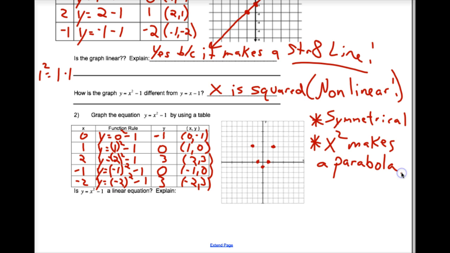Sounds like a terrible disease. I've heard that word before. Parabola. Do not call it a parabola. Okay? You go to high school and you're an algebra 1 teacher and you call it a parabola, I'll get emails and bad things will happen.